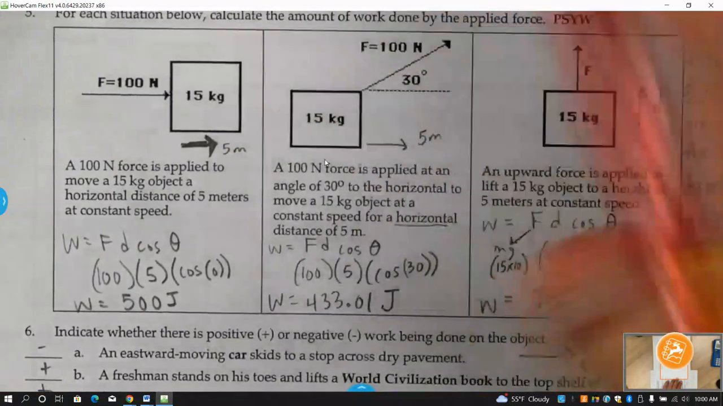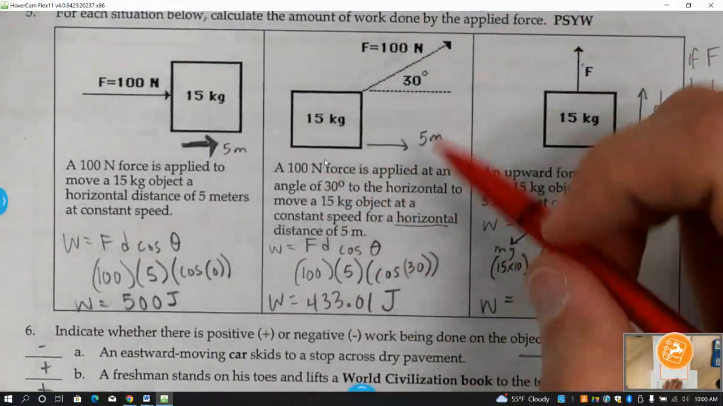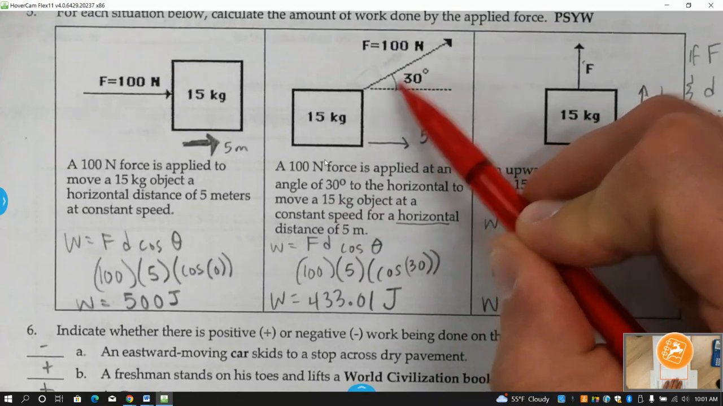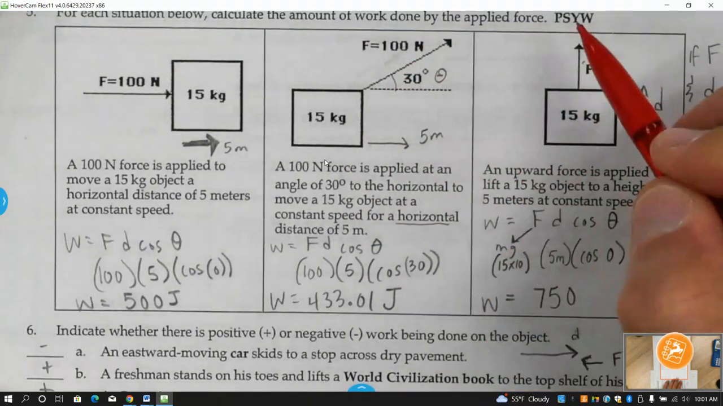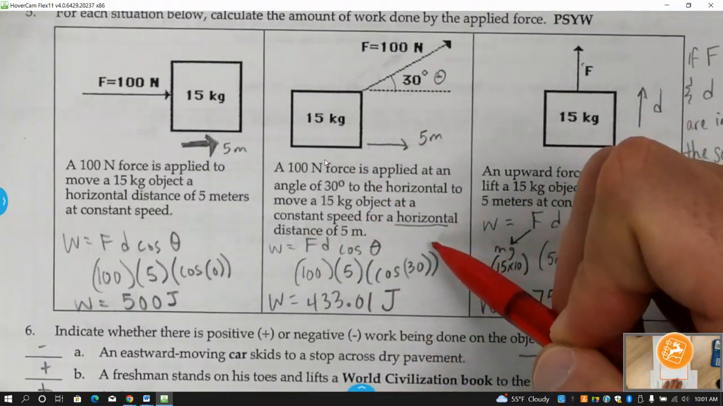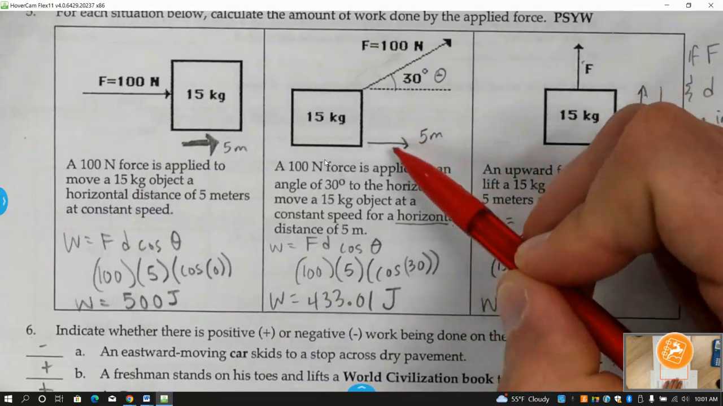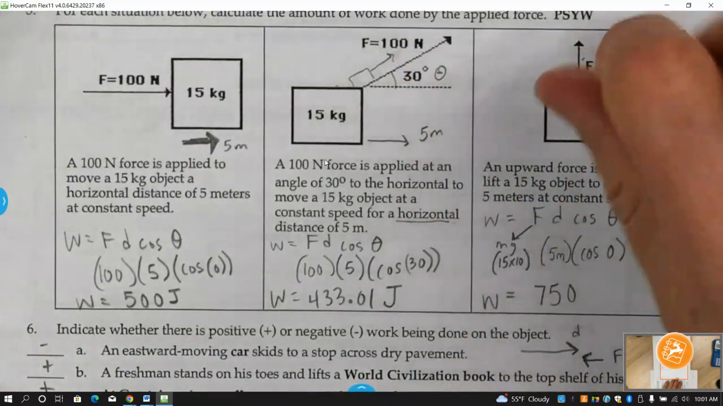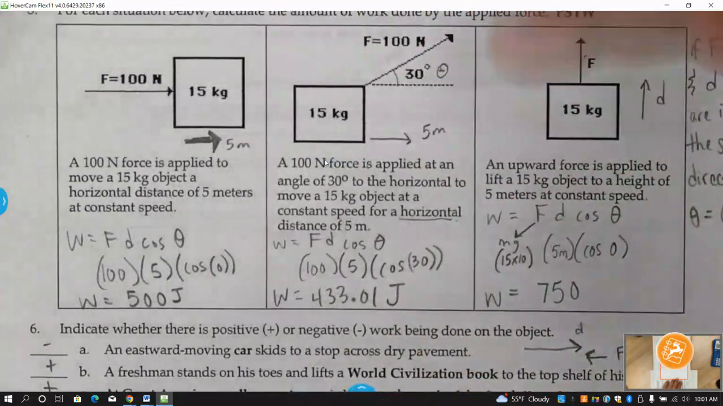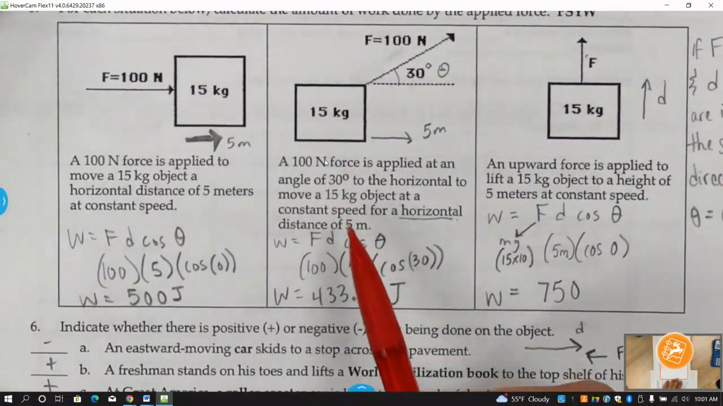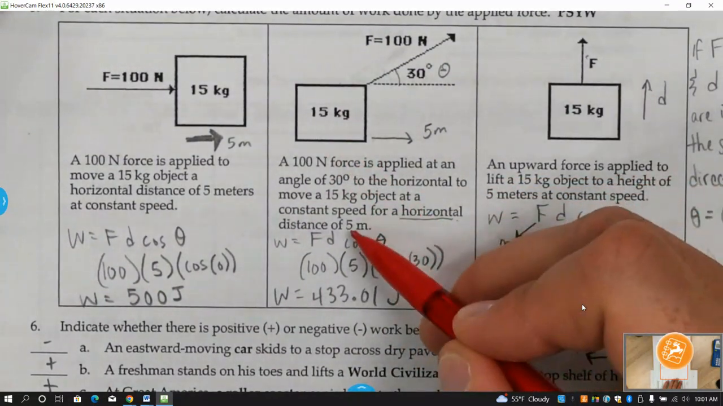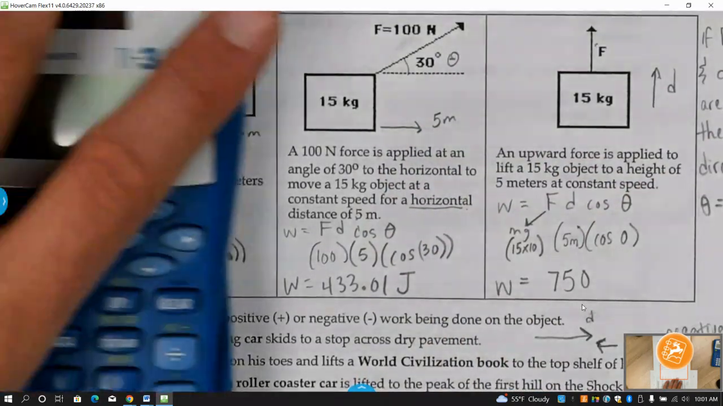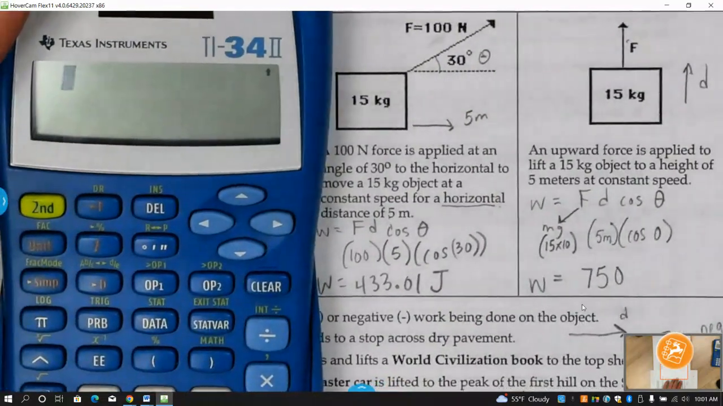Now, on this problem, it's again a 100 newton force, but now it's applied at an angle of 30 degrees to the horizontal. So this right here is my theta. It also moves a distance of 5 meters, but it's horizontal. So it's moving in this direction. It's not moving like this. It's not moving in the same direction as my force. If that was the case, like on the roller coaster, then the angle would be zero. So we take a force, 100, times the distance that it traveled, times cosine of 30. When you type that into your calculators, that is what you should come up with, 433.01.